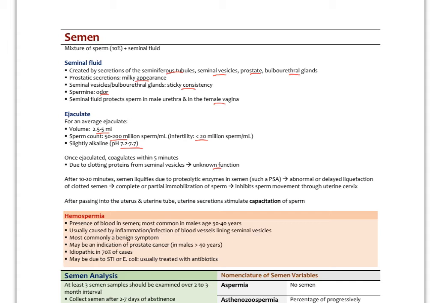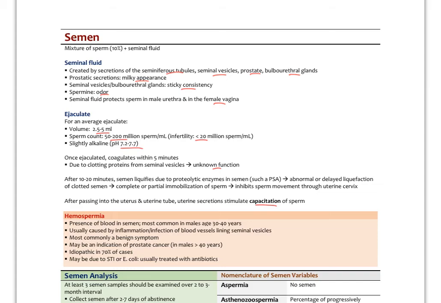After passing into the uterus and the uterine tube, the uterine secretions, especially heparin, will, I mentioned that when sperm are produced, they have this glycoprotein sheathing around them that needs to be removed before they can actually enter the ovum. And that process of removing that glycoprotein layer is called capacitation. The prostate secretes a couple of enzymes that helps with that, but it's primarily heparin and other enzymes in the uterus which stimulate capacitation of the sperm.